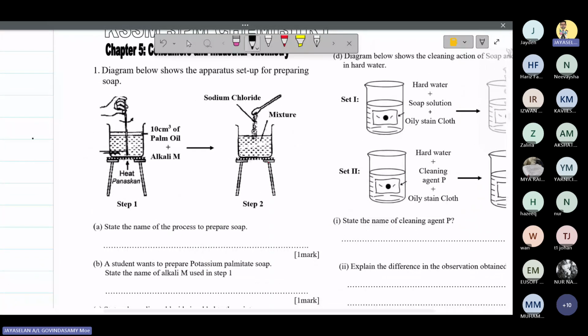Okay, this is 2021 Selangor State Trial Paper. Okay, saya ambil soalan. Dan ini saya ambil daripada satu lagi state trial paper. So saya letak.